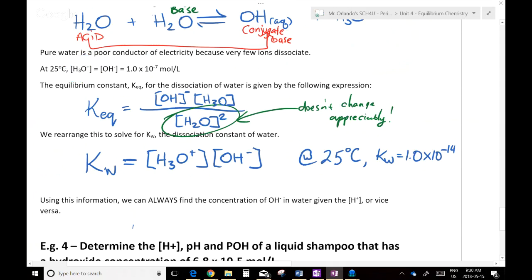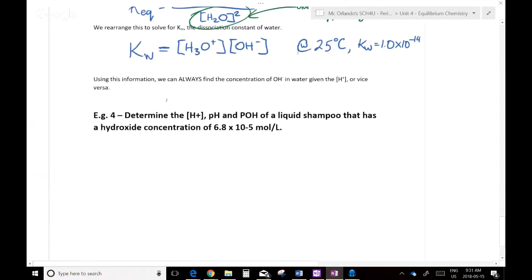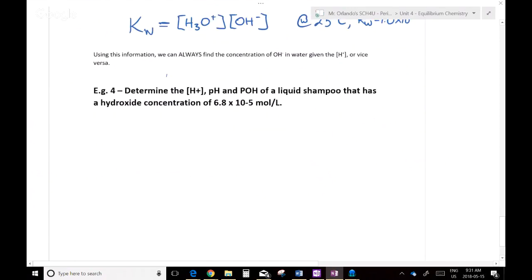Now what this means is this. We can always find the concentration of OH- in water given the H+, or vice versa. So let's say we have a shampoo. We want to determine pH, pOH, and the concentration of H+ in a liquid shampoo that has a hydroxide concentration of 6.8 times 10 to the negative 5.